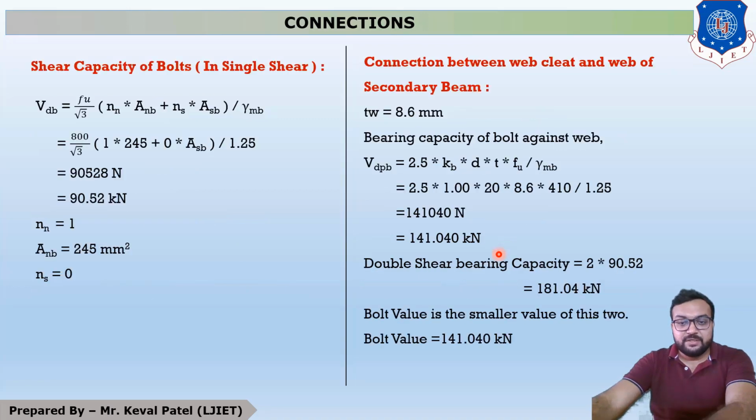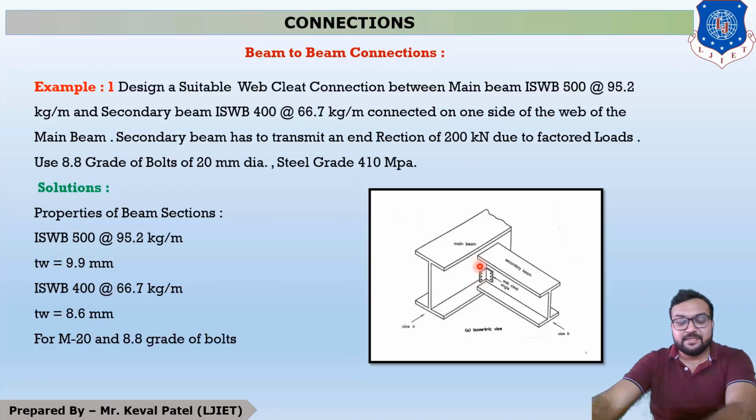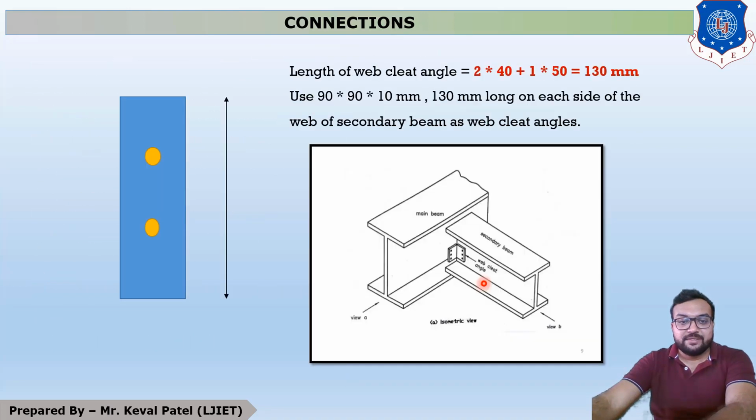But the question is, what is this length? This length is called the web cleat angle's length. So you can see that in this figure we have to provide 2 bolts, 1 bolt over here and a second bolt over here. Now the distance between 2 bolts is 50 mm because it is the pitch distance. Now this distance is called the end distance. So this is 40 plus 50 plus 40, so the total length of cleat angle is 130 mm.